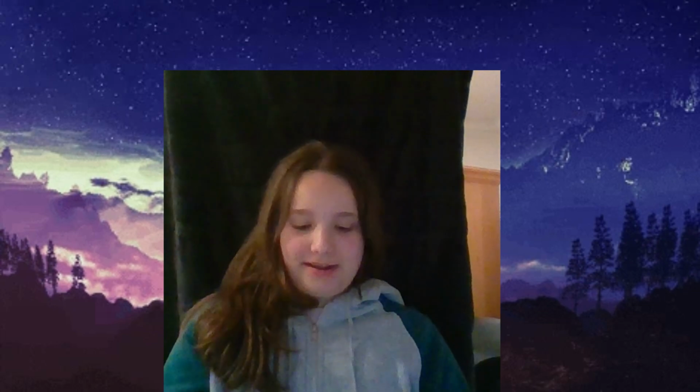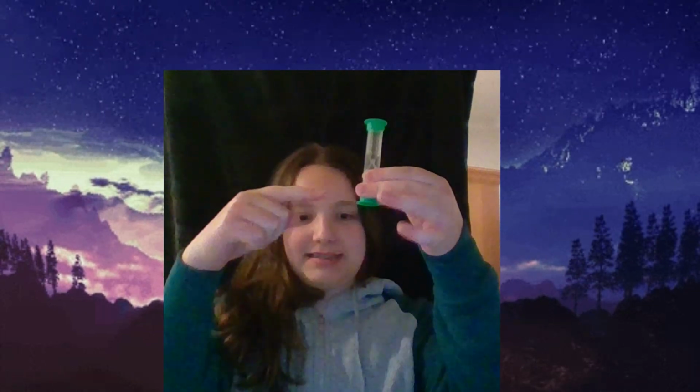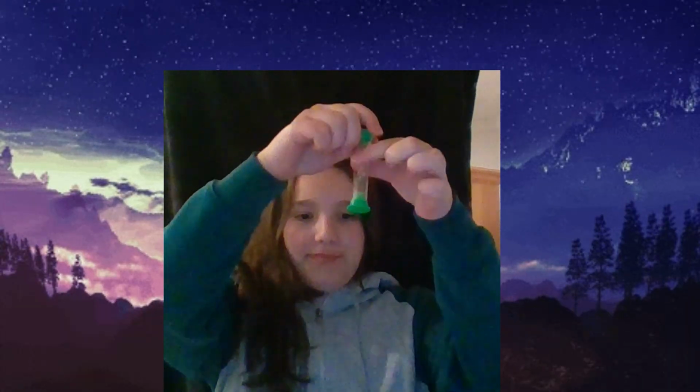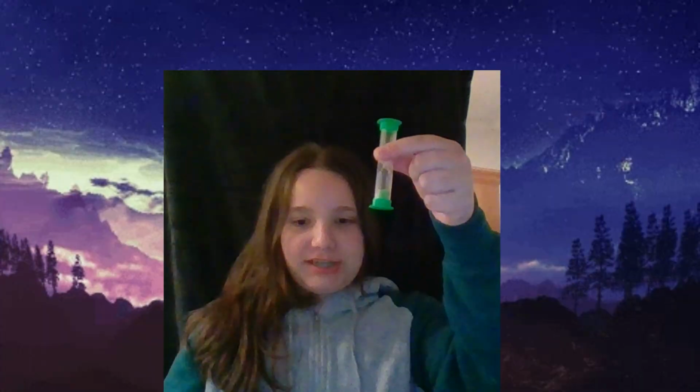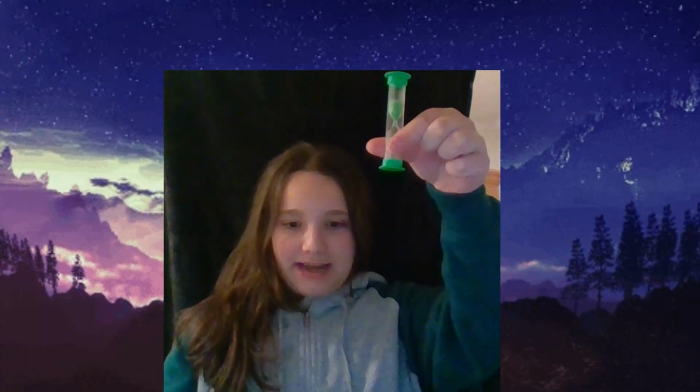I will now demonstrate potential energy and kinetic energy with this 1-minute sand timer. As you can see, before I flip the timer, the sand resting here has gravitational potential energy. It's stored due to its position, just waiting for the moment it can start moving. The moment I flip the timer, gravity takes over and the sand starts falling.